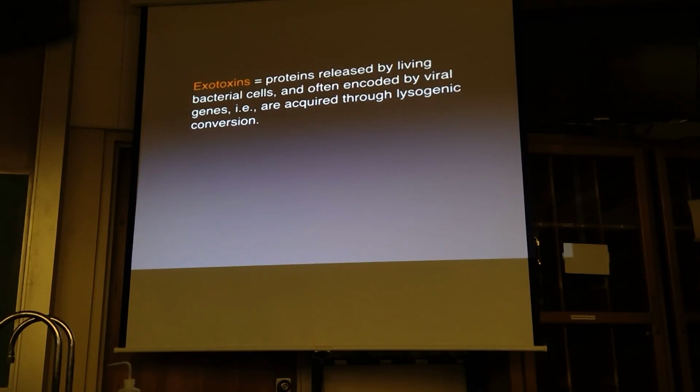And again, I'm sticking with enzyme names ending in ASE. If they have a different ending, then we're going to call them toxins. If the toxins are exotoxins, this means that they're proteins and they're being released by live cells. So they're being dumped into the environment, just like exoenzymes. Exotoxins are going out. Most of these are acquired through lysogenic conversion. So they're actually encoded by viral genes that the bacteria have picked up. The bacteria are carrying prophages.